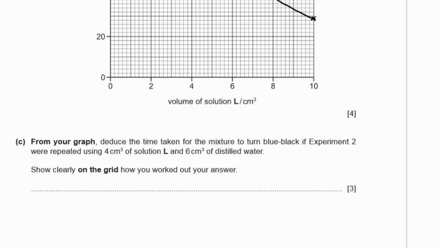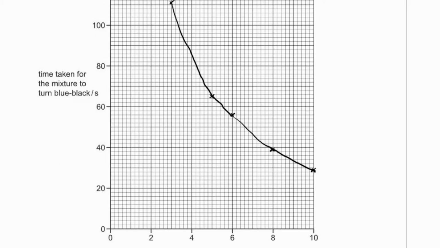Question C. From your graph, deduce the time taken for the mixture to turn blue-black if experiment 2 were repeated using 4 centimeters cubed of solution L and 6 centimeters cubed of distilled water, and show clearly on the grid how you worked out your answer. All right, so we're looking for the time at 4 centimeters cubed. If we take the time when L is at 4 centimeters cubed and draw a line all the way up, that is where it ends. And now we take that point where it crosses and put it over to the axis. All right, that's showing clearly on your graph how you got the point.